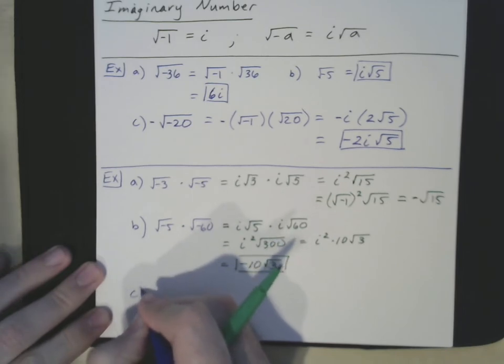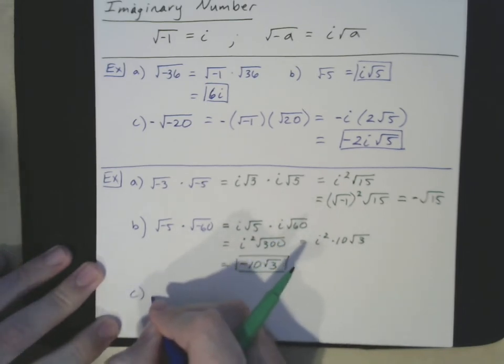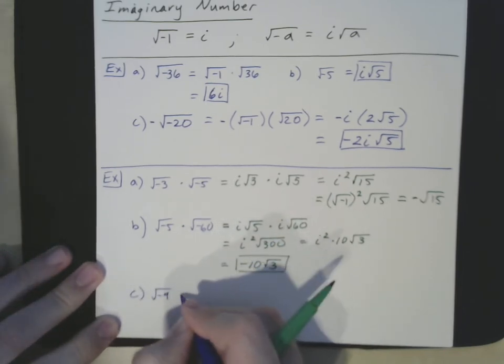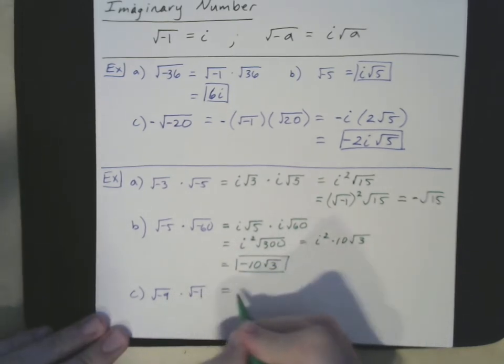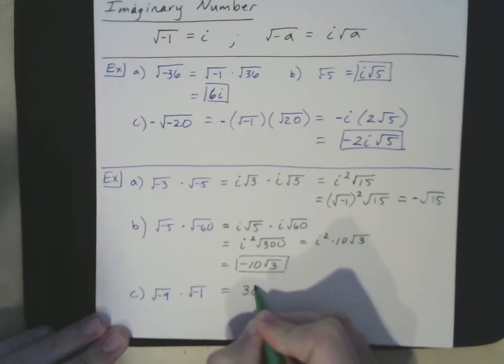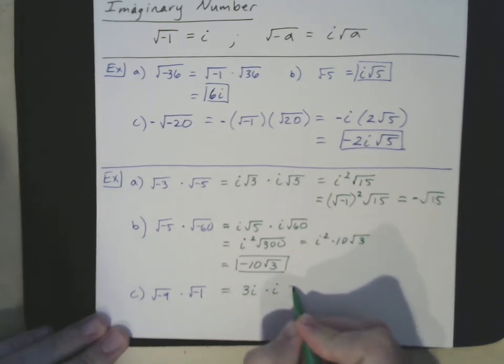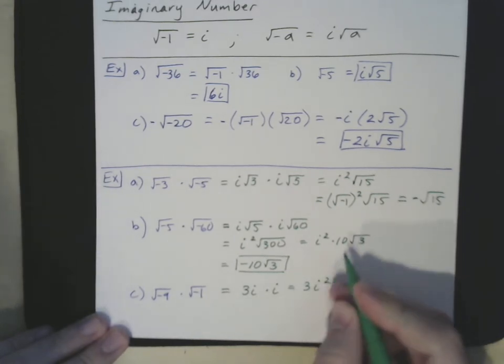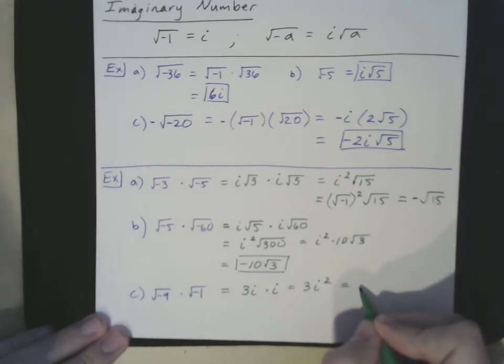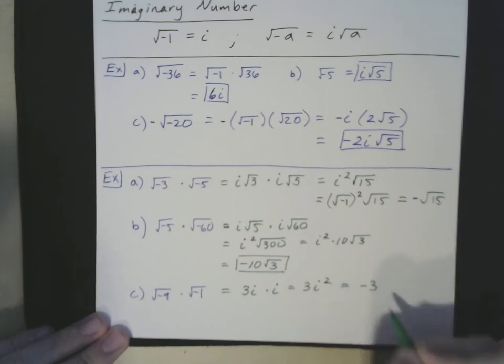Let me just do a few more here. The square root of negative 9 times the square root of negative 1. This is 3i times i, 3i squared. And again, i squared just becomes negative 1. So this is just negative 3.